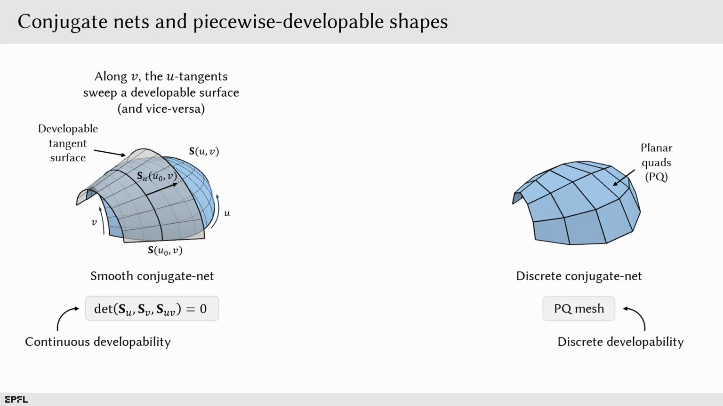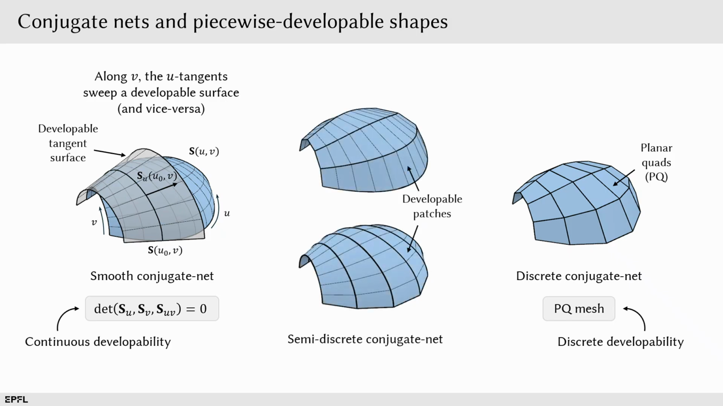Due to this local developability condition, smooth conjugate nets have a discrete counterpart that are planar quad meshes, essentially being developable in a discrete way, again, in both directions. And when we do one-directional refinement, what we get is compositions of developable strips, or developable patches here. Those are also referred to as semi-discrete conjugate nets.